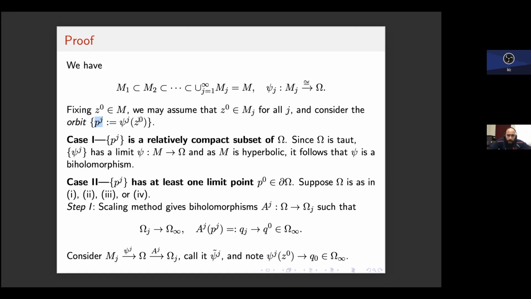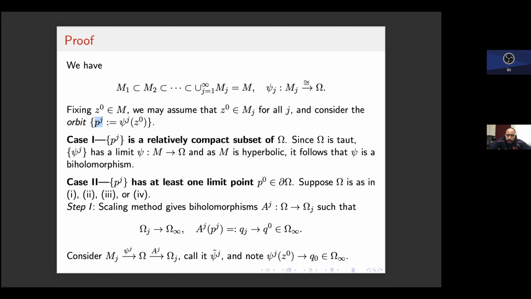All right. I should have mentioned that in all the classes of domains that we have considered, the fixed domain omega is always taut. This gives us actually a limit of this sequence Cj. And because M is assumed to be hyperbolic, standard arguments can be used to show that the limit turns out to be biholomorphic. So I'll not go into the detail of this case. The interesting case is when Pz accumulates at the boundary of omega. So I'll assume that Pz itself converges to some boundary point P0.